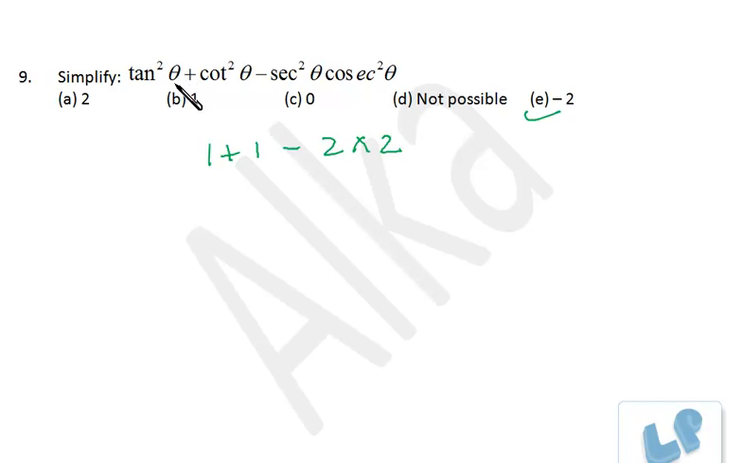Suppose you choose theta as 30 degrees. Tan 30 degrees is 1 by root 3, so the square will be 1 by 3. Cot 30 degrees is root 3, so cot square theta will be 3. Then sec 30 degrees: cos 30 is root 3 by 2, so sec 30 is 2 by root 3, and the square will be 4 by 3. And cosec 30 degrees: sin 30 is 1 by 2, so cosec 30 is 2, and the square will be 4. So 3 plus 1 by 3 is 10 by 3, minus 16 by 3, that's minus 6 by 3, which is minus 2 again.